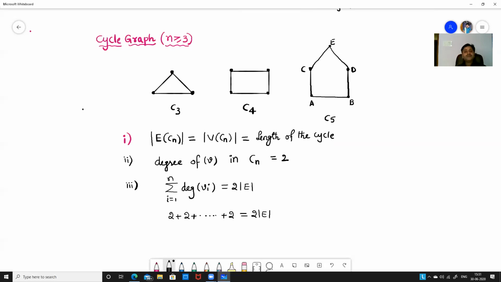But how many times will 2 be added? Exactly n times. Therefore, n times 2 will be added, so it becomes 2n equals 2 times the number of edges. Then 2 gets cancelled, and we have the number of edges in a cycle graph exactly n. Right? So this is the way you can remember the number of edges in a cycle graph. Is it clear? These are basic definitions.